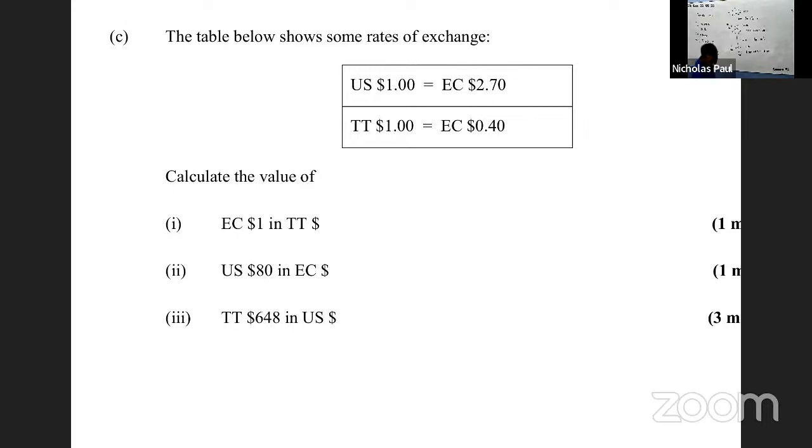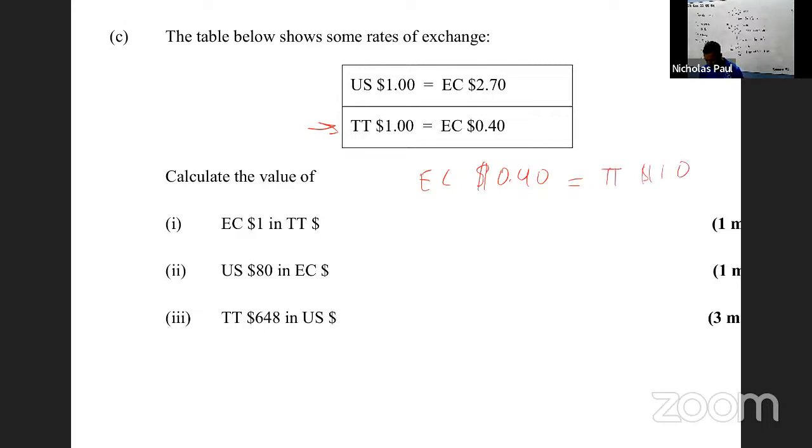Right, let's work out this and finish up there, right? So we know EC1. So here's how you work it out. EC to TT. So we're using this one here. So EC 40 cents is equal to TT $1.